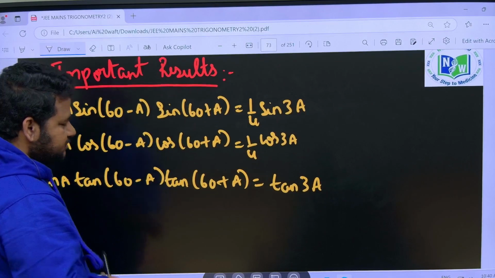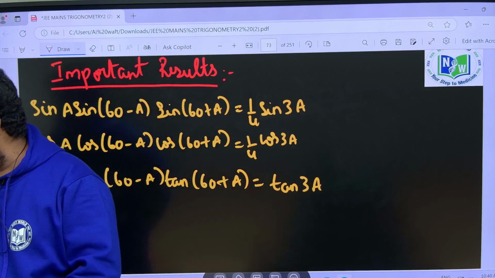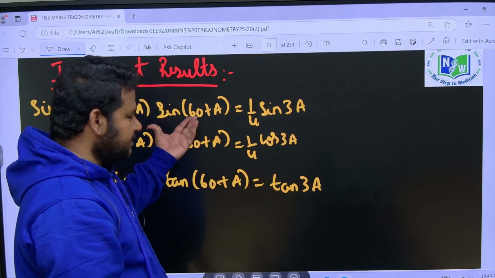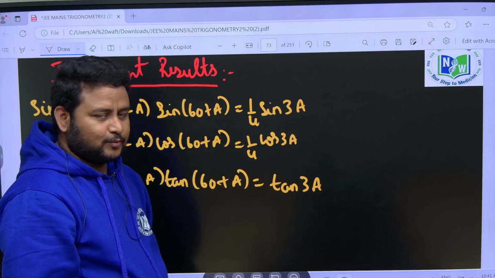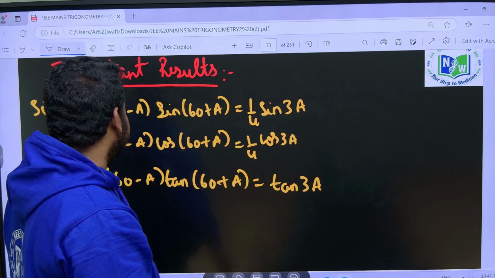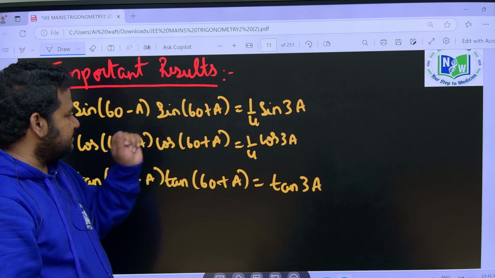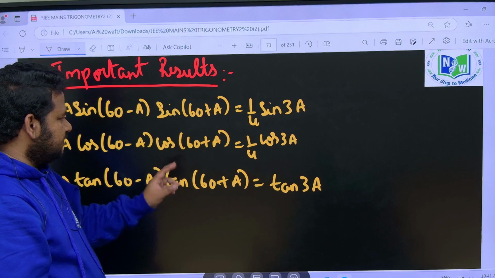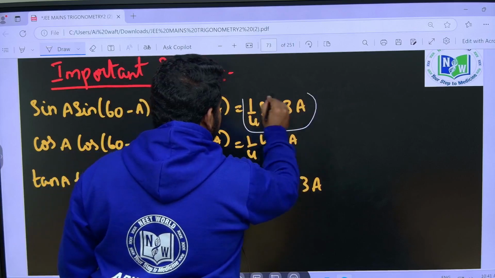Some important results. If you have observed, these results are directly given in NCERT worked examples. This is equal to this, to prove, they are given in NCERT worked examples. So they are saying sin A sin(60 minus A) sin(60 plus A) is equal to 1 by 4 sin 3A.